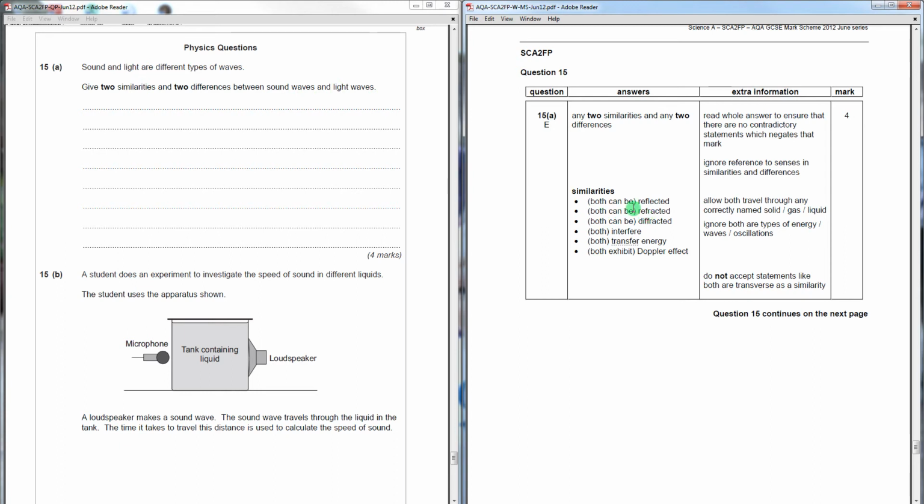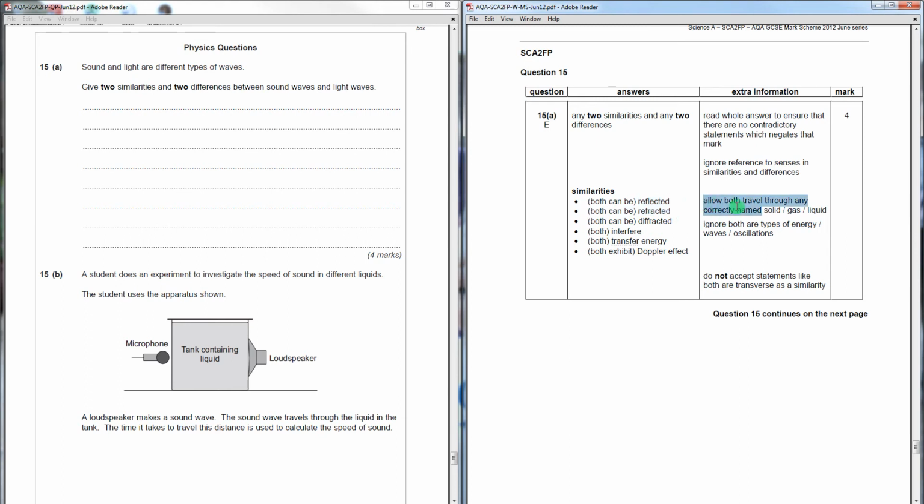Now you will have covered all of these things listed here: reflection, refraction, diffraction. You may have talked about interference. You should certainly know that all types of wave, no matter what they are, transfer energy from one place to another. And then another possibility is they exhibit this thing called the Doppler effect. The most obvious ones there are the transfer of energy and the fact that they can be reflected, probably. There are other things that you can do.